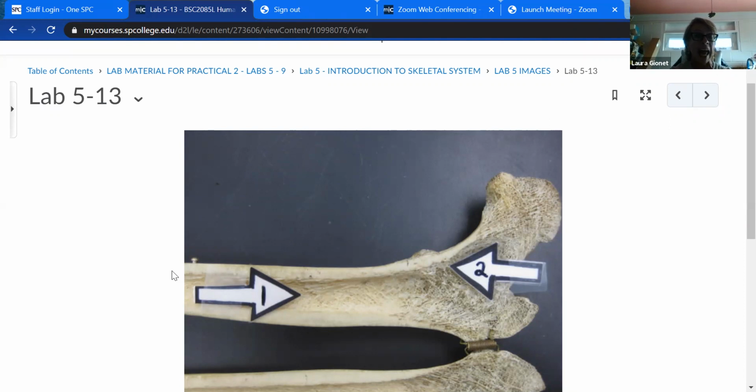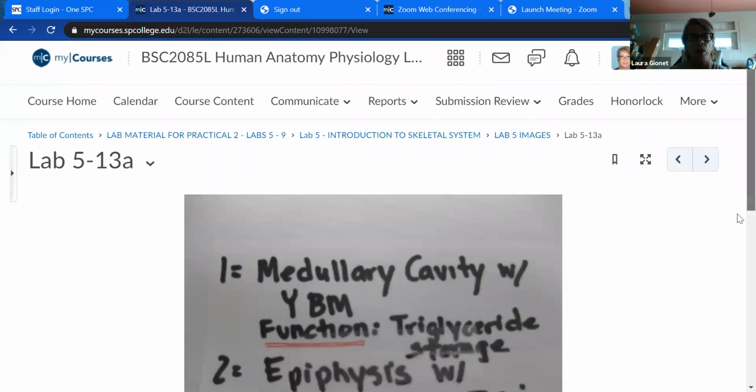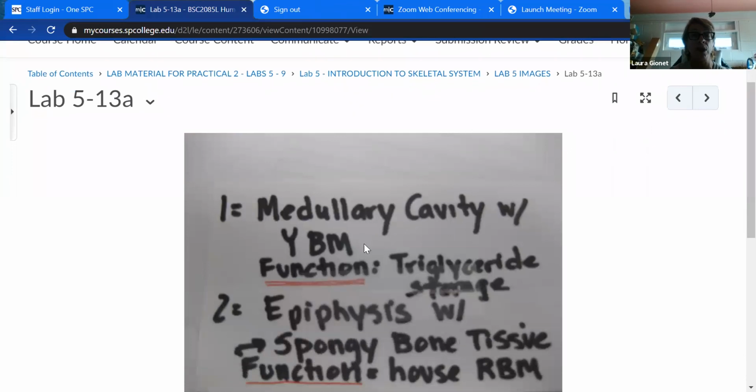When you look at the diaphysis, you see this concave region there. That concave region running all the way down the length of that long bone is the medullary cavity. In adults, we find yellow bone marrow there. In children, we would find red bone marrow there. Right, yellow bone, so number one is the medullary cavity. That region of the bone is called the diaphysis, the shaft of the bone.